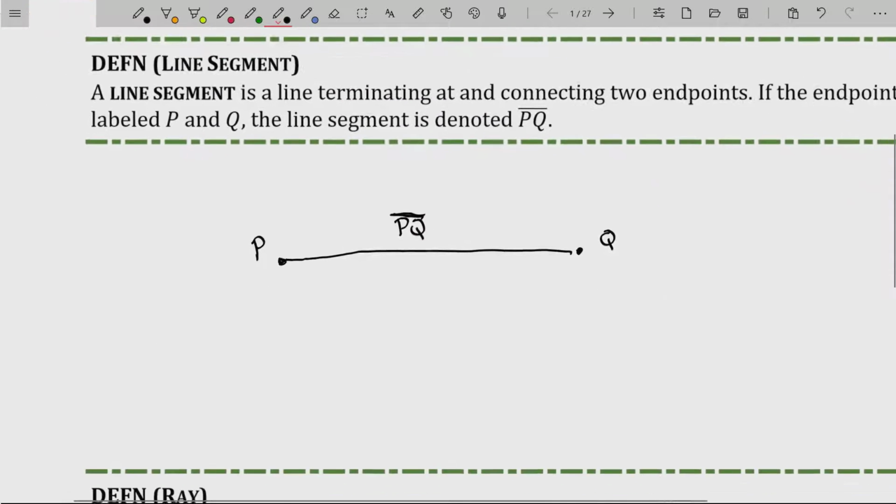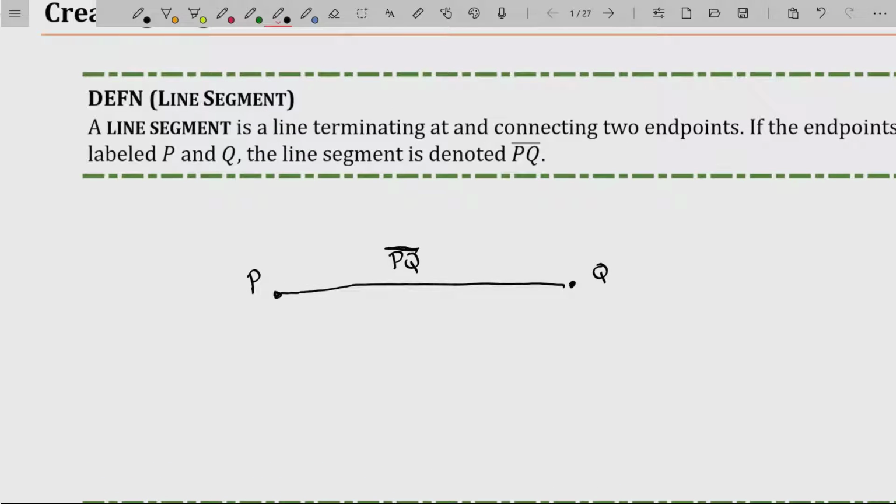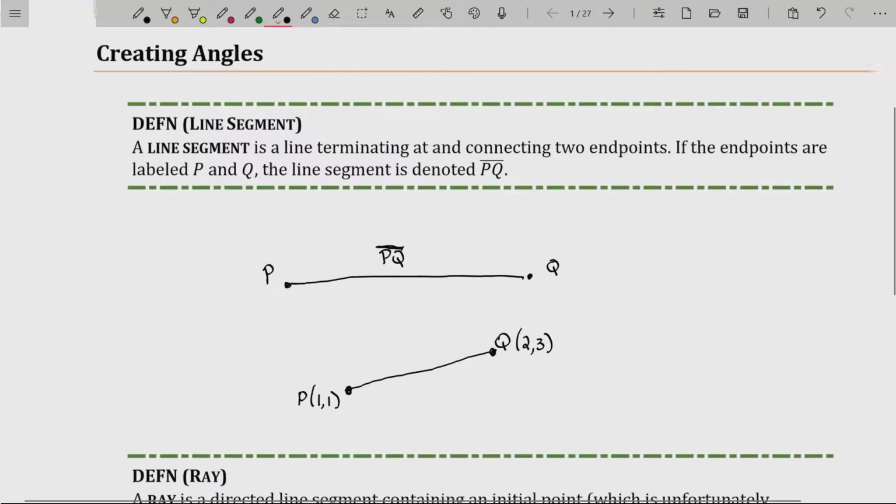So if you had, let's say, a Cartesian coordinate system, and you had the two points (1, 1), that was P, and the point (2, 3), that's Q, then the line segment connecting those two points would just be this line right here. It does not go off to infinity. It terminates at those endpoints. That's what makes it a segment versus a line. A line, we know, goes off to infinity in both directions. All right, so that's a line segment.